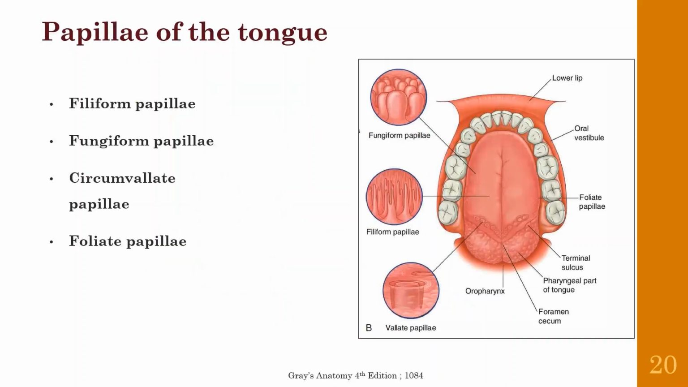Papillae of the tongue. Those are the projections of the mucous membrane or corium, which give the anterior two-thirds the characteristic roughness. There are four types of papillae: the filiform, fungiform, circumvallate, and foliate papillae.